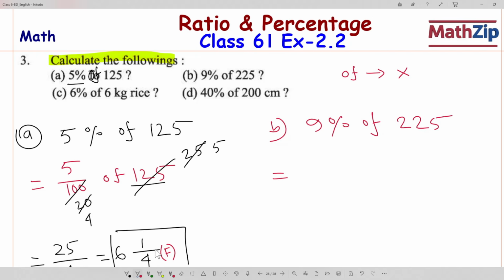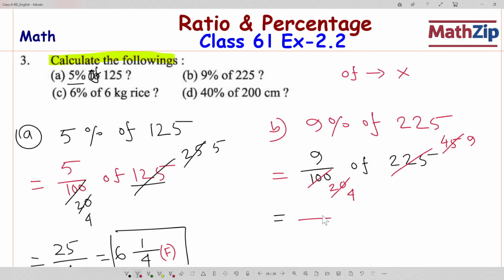So 9% we can write as 9 by 100, right? Of 225. So against 225, we can divide this one by 5. 225 divided by 5 is 45, and 100 divided by 5 is 20. Then we can divide by 5 again. 45 divided by 5 is 9, and 20 divided by 5 is 4.